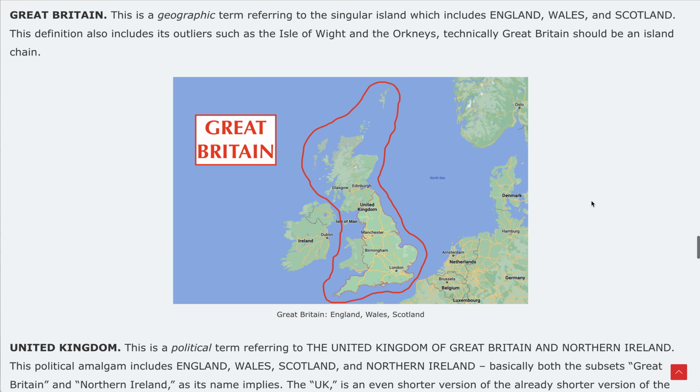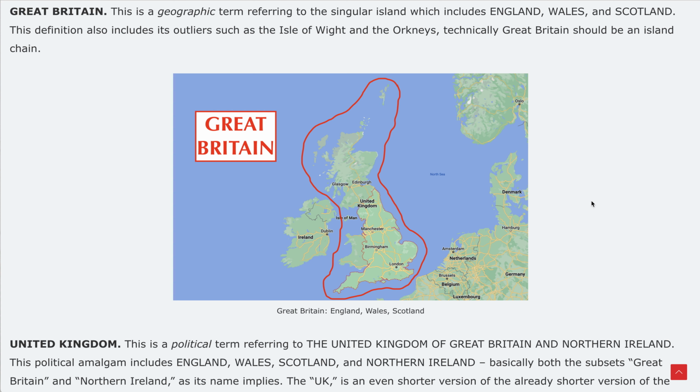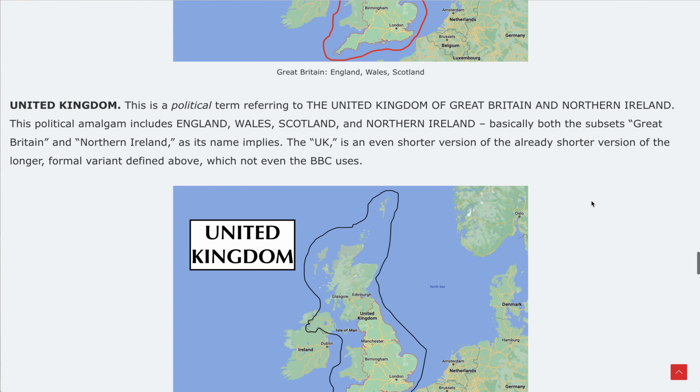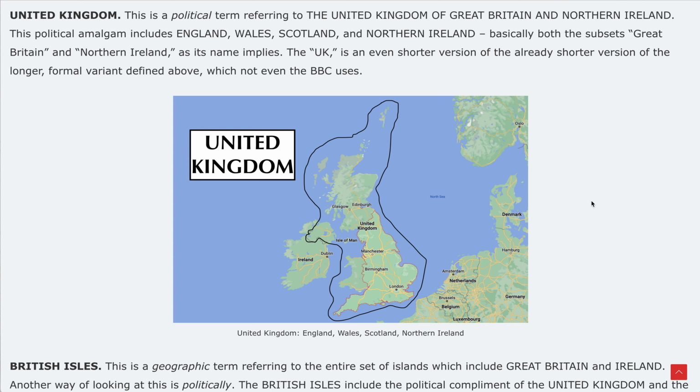If you've used the term before and it doesn't fit what you think it is, now you know, and you should use it coordinate with this. So what is the rest of the terms? Great Britain is actually different from the United Kingdom. This is the United Kingdom. It's basically the same outline, except it includes Northern Ireland.